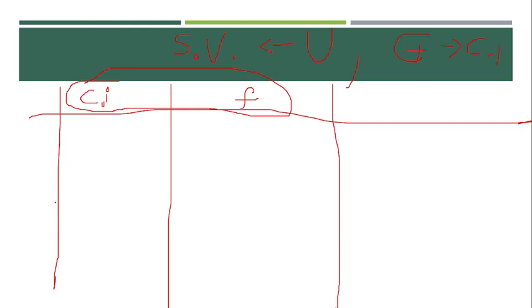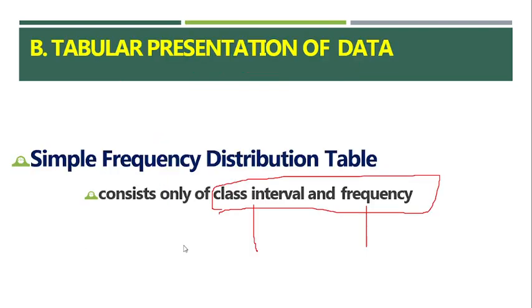When you are referring to ungrouped data, what does your table show? Your table shows specific values. You're going to write it down, all of it, correct? But why is it that in a simple frequency distribution table, it shows two things only, class intervals and frequency?